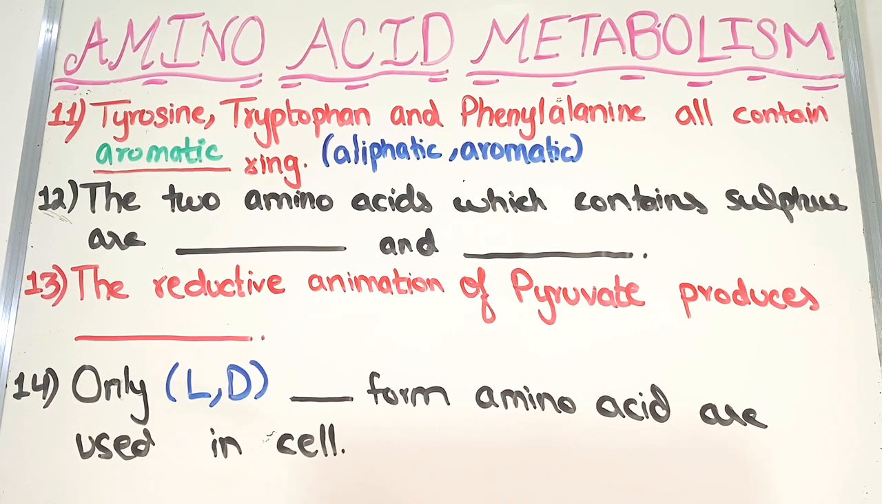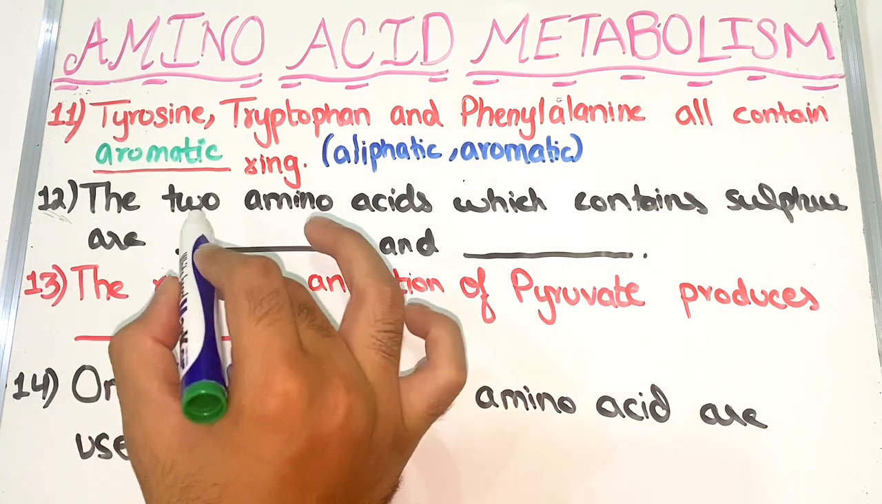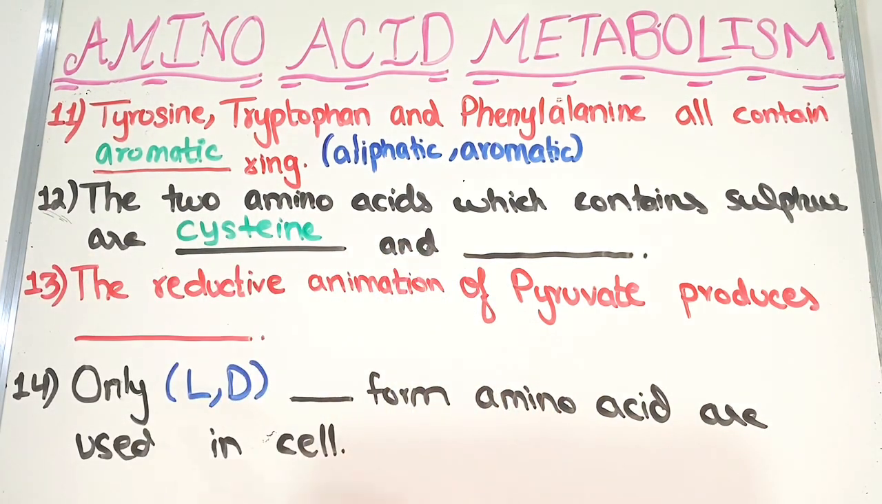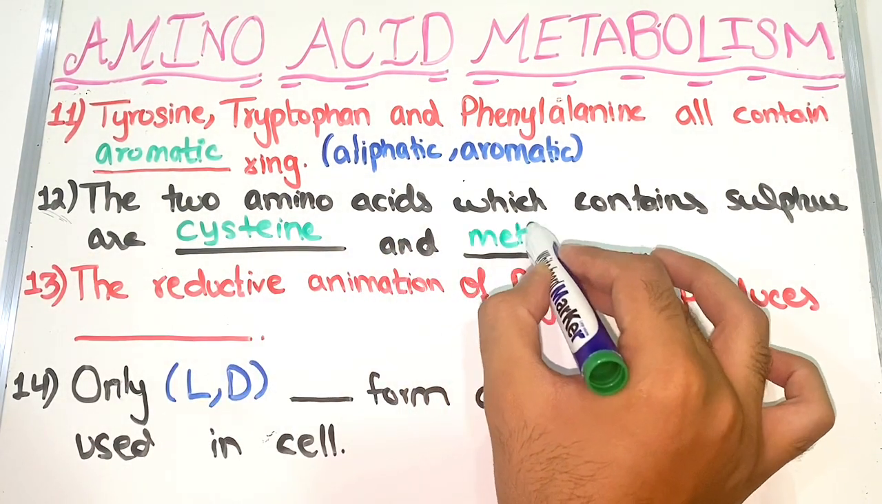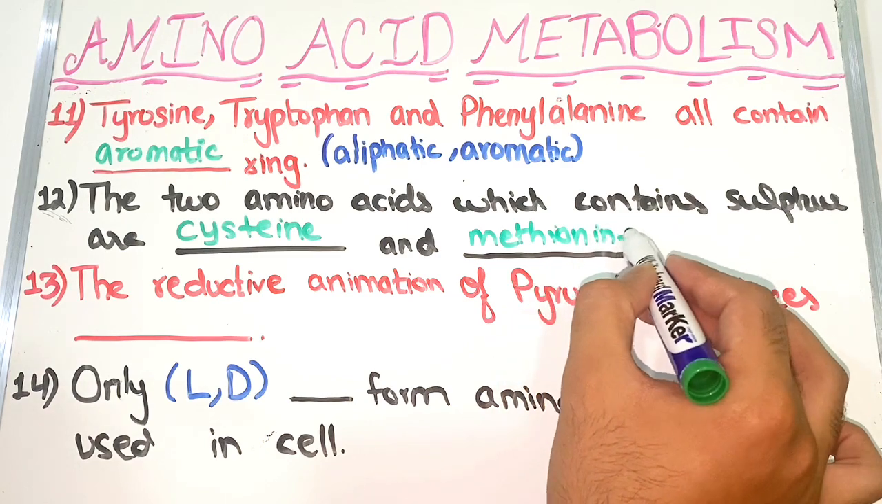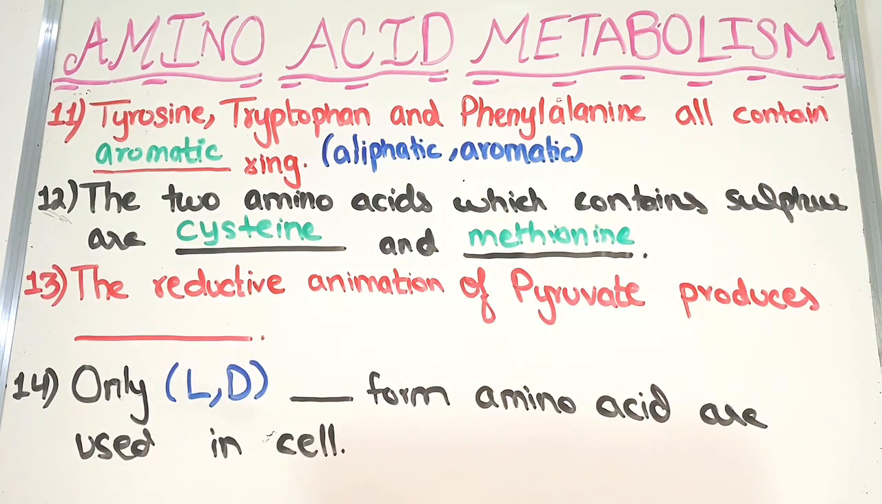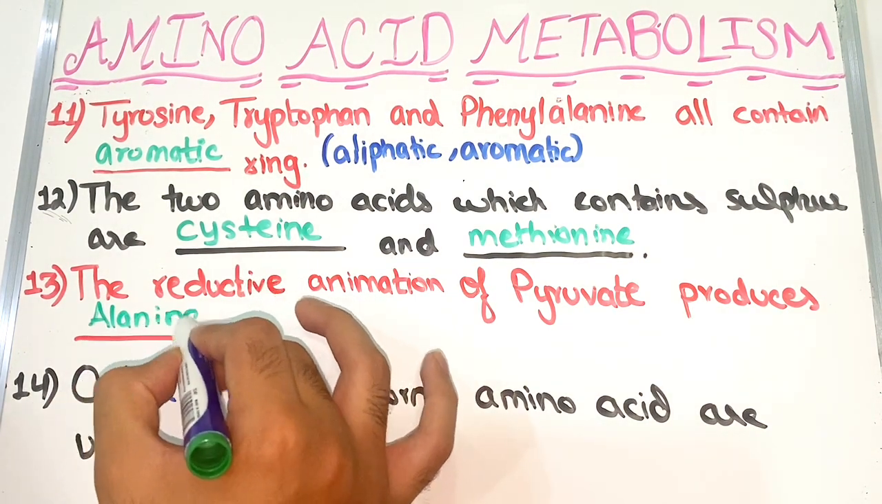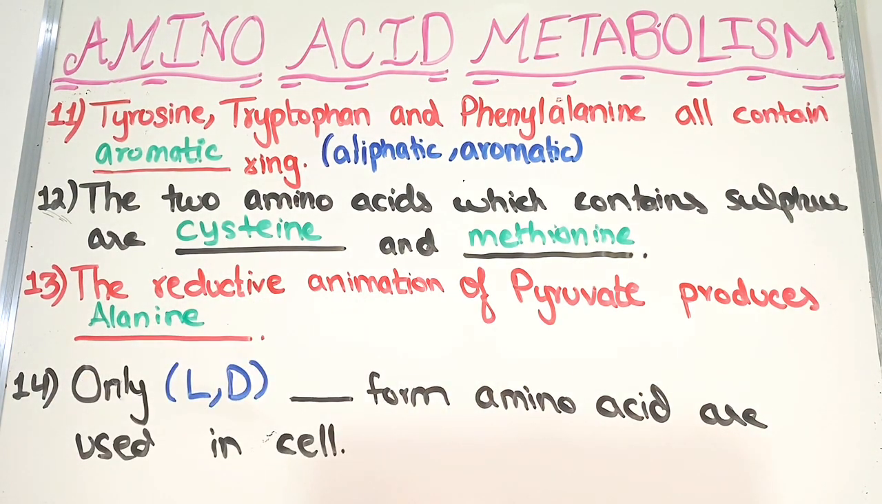So the next question is: the two amino acids which contain sulfur are. The two amino acids which contain sulfur are cysteine and methionine. It is a unique question. Next, the question is: the reductive amination of pyruvate produces. When we reduce pyruvate, we get alanine. Glutamate is converted into alpha ketoglutarate and pyruvate into alanine.